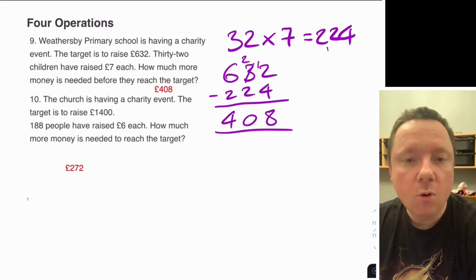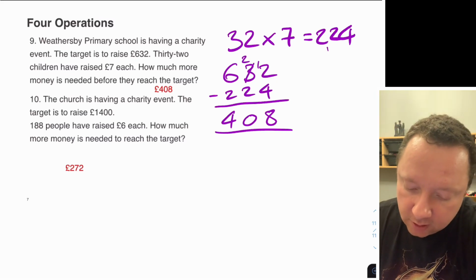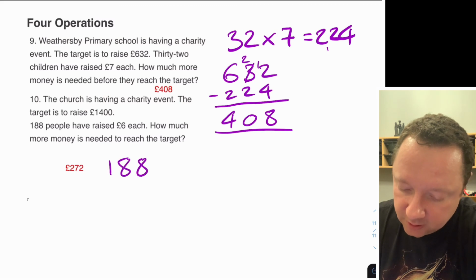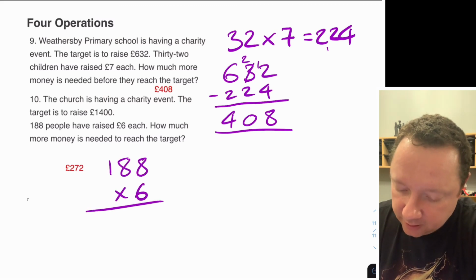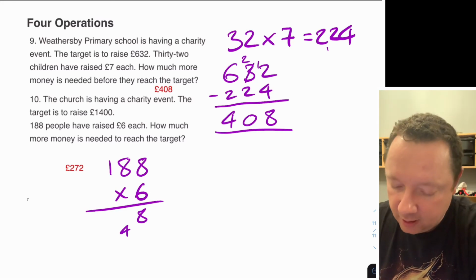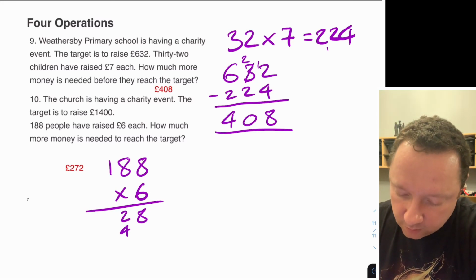Last question, the church is having a charity event, the target is to raise £1,400, 188 people raised £6 each. How much more money do we need to reach the target? So we've got 188 times 6, 6 times 8 is 48, 6 times 8 is 48 again, an extra 4 makes 52. 6 times 1 is 6 plus 5 is 11.